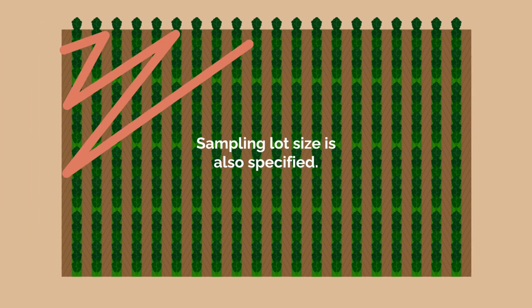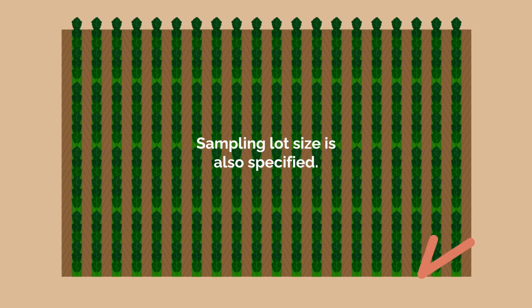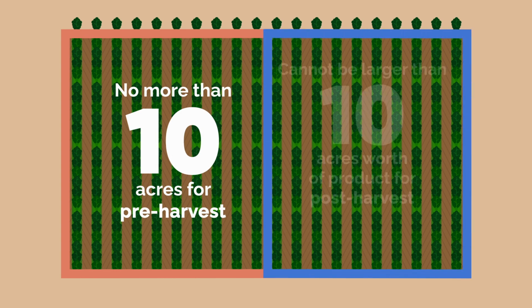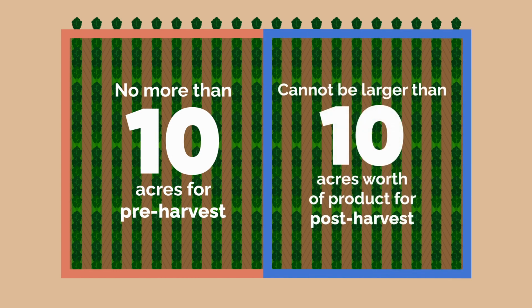Sampling lot size is also specified. For pre-harvest, a lot cannot be more than 10 acres, while for post-harvest, the lot size will be defined by the company's post-harvest sampling procedure, but cannot be larger than 10 acres worth of product.